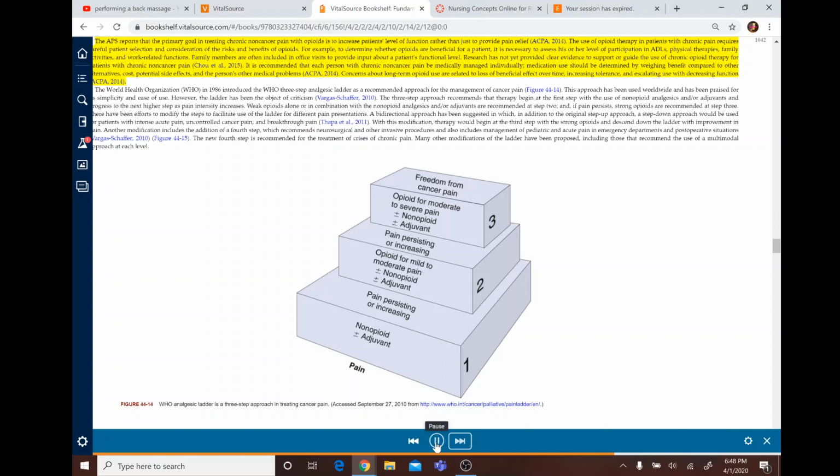It is recommended that each person with chronic non-cancer pain be medically managed individually. Medication use should be determined by weighing benefit compared to other alternatives, cost, potential side effects, and the person's other medical problems, ACPA, 2014. Concerns about long-term opioid use are related to loss of beneficial effect over time, increasing tolerance, and escalating use with decreasing function, ACPA, 2014.